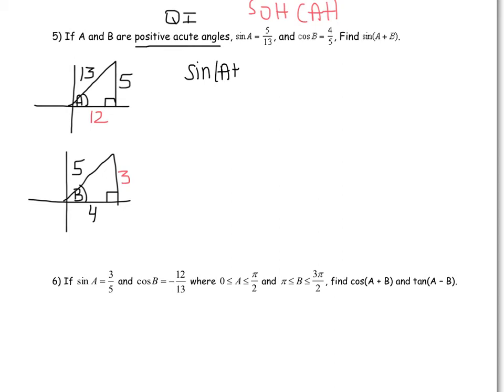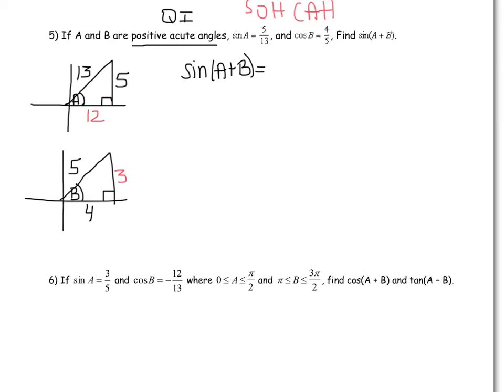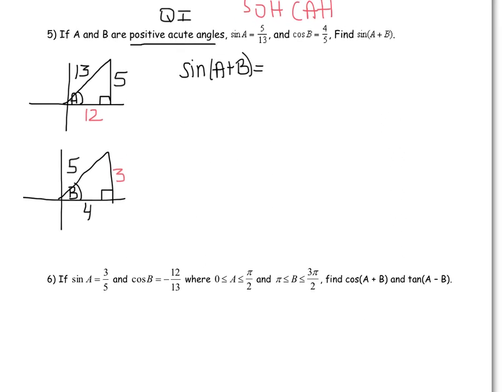So sine of A plus B is equal to sine A cos B plus cos A sine B. Okay, so the first part of the problem asks me to find sine of A. So that means we have to draw our attention over here to angle A. So sine we know is opposite over hypotenuse. So 5 over 13. So we can put that here.